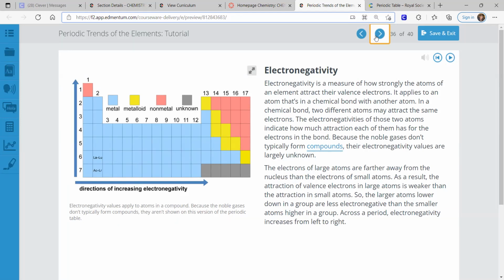Because the noble gases don't typically form compounds, the electronegativity values are largely unknown. We just don't know. They just don't do that in nature all that often, so we're not sure. Large atoms have electrons further away from the nucleus. So the attraction of the valence electrons in large atoms is weaker than the attraction in small atoms. Makes sense.